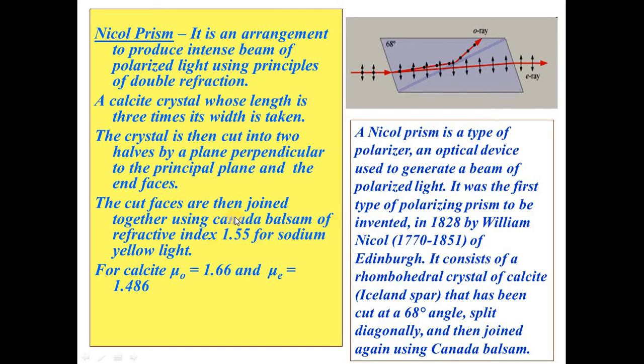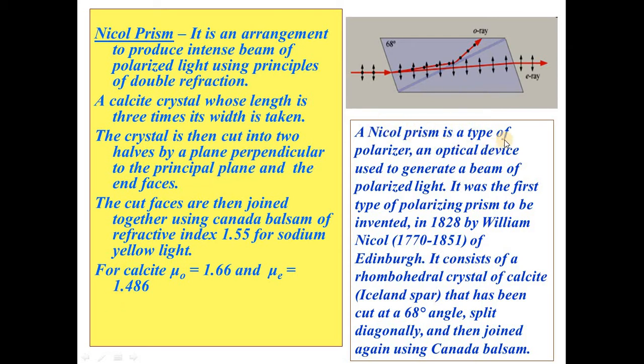It has a refractive index of 1.55 for normal yellow light. The Nicol prism is made up of calcite crystal, and normally the ordinary ray and extraordinary ray travel with different velocities. They have different refractive indices. For the ordinary ray, the refractive index is 1.66, and for the extraordinary ray, the refractive index is 1.486.